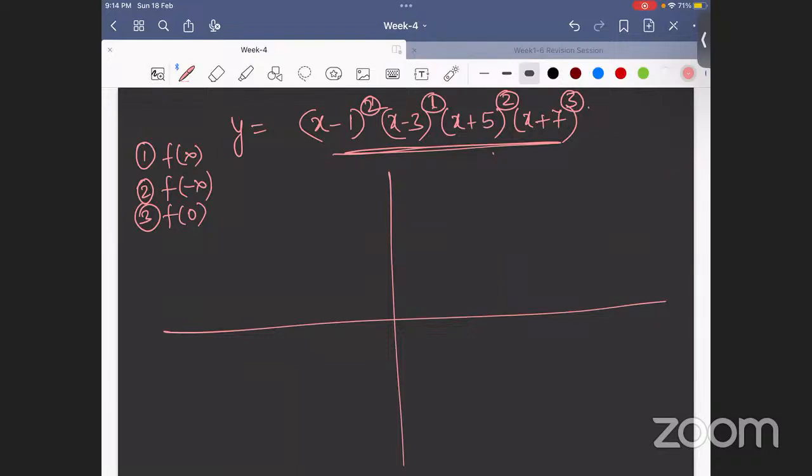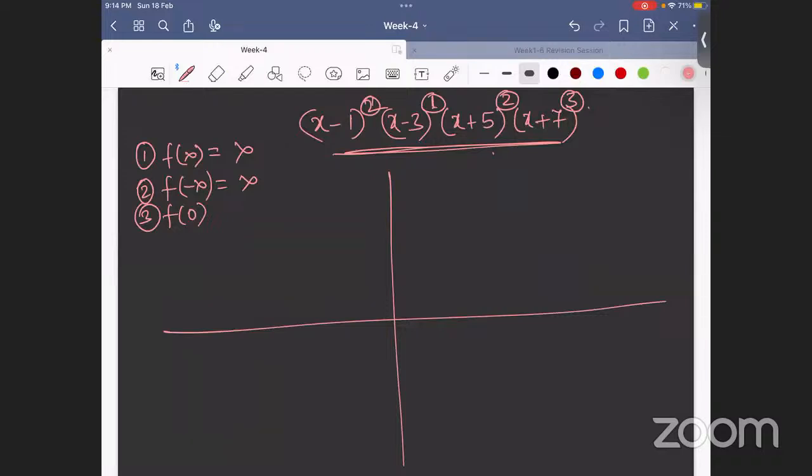Yes, sir. What is the value you are getting if I put in positive infinity? Positive infinity. And if I put in negative infinity? Here also I am getting positive infinity. Sir, x plus 7 is cubed, so it is negative. X minus 3 is to the power of 1. No, the power is even, so it will be positive. That's why it becomes negative times positive.